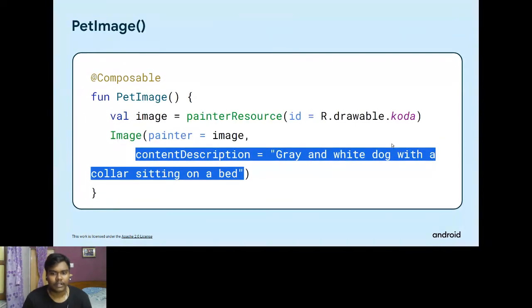The content description defines the purpose of a UI element and makes your app more accessible. Accessibility can make it easier for all users, not only those with disabilities, to interact with your app. We will set the image's content description argument to this, and that's it for the pet image composable.